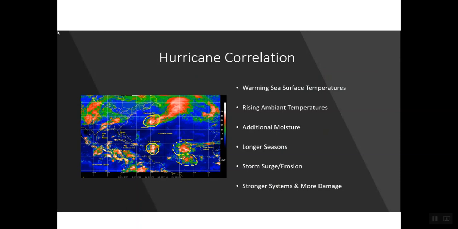As far as hurricane correlation goes from climate change, you are warming sea surface temperatures, you are raising the air temperature as well. This allows additional moisture to be present in systems and storms, in updrafts that create the hurricanes and the tropical systems. You're also creating longer seasons.